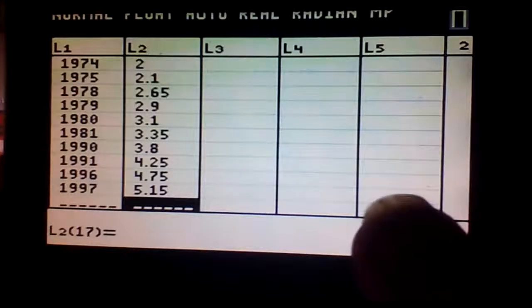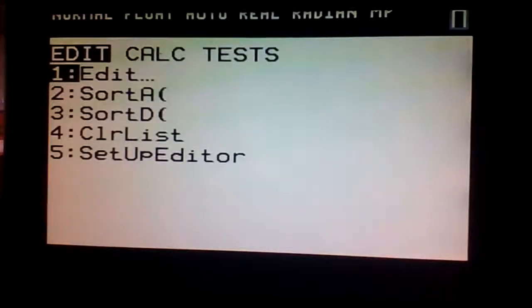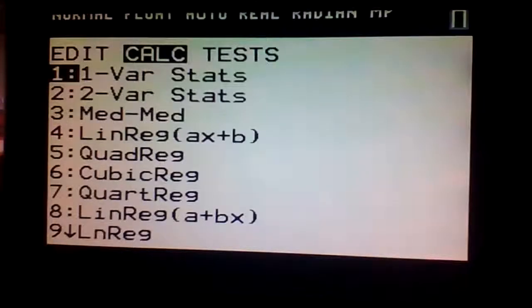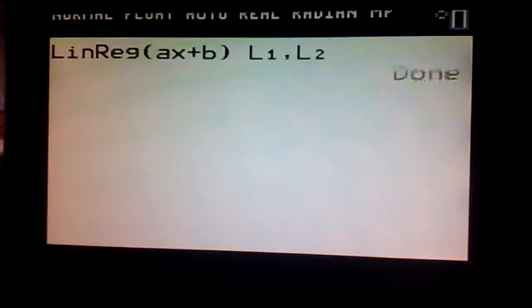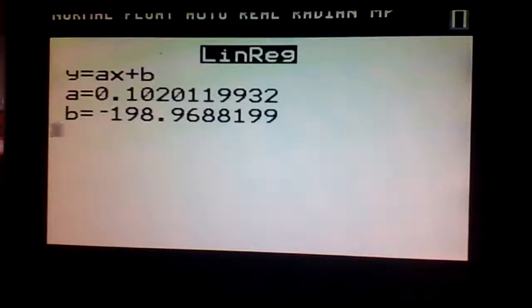Once you finish, we're gonna hit stat, and I want you to go over to calculate. So stat, calculate, and you want choice number 4, linear regression. It's underneath delete, right by your arrows. Press enter. Mine looks a little bit different. When you press enter, you should get this.